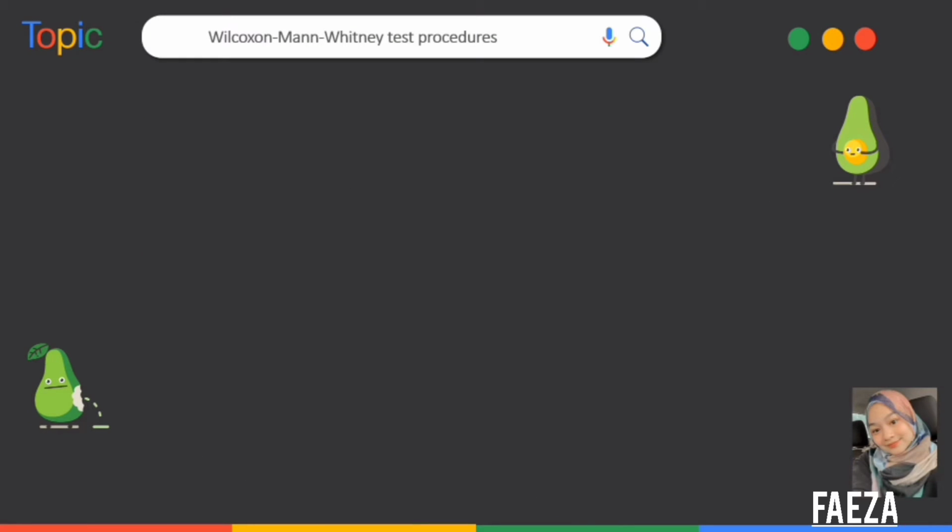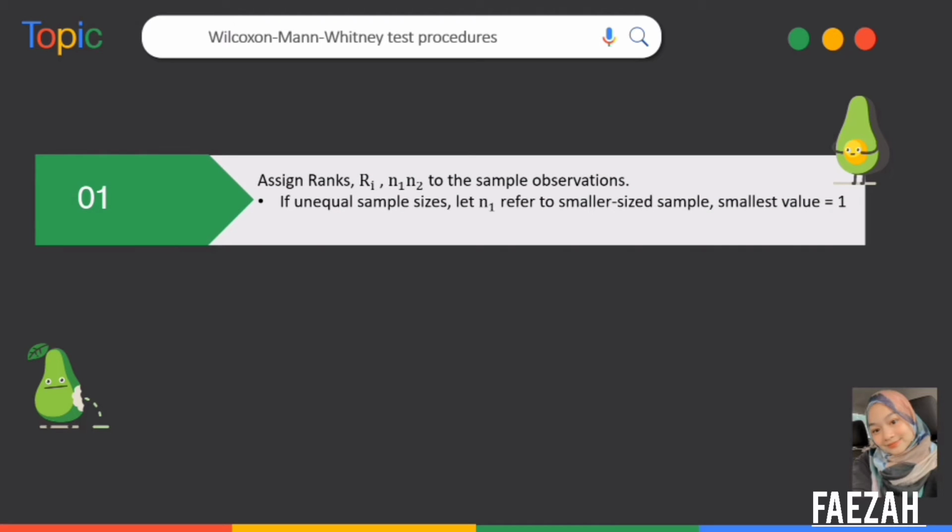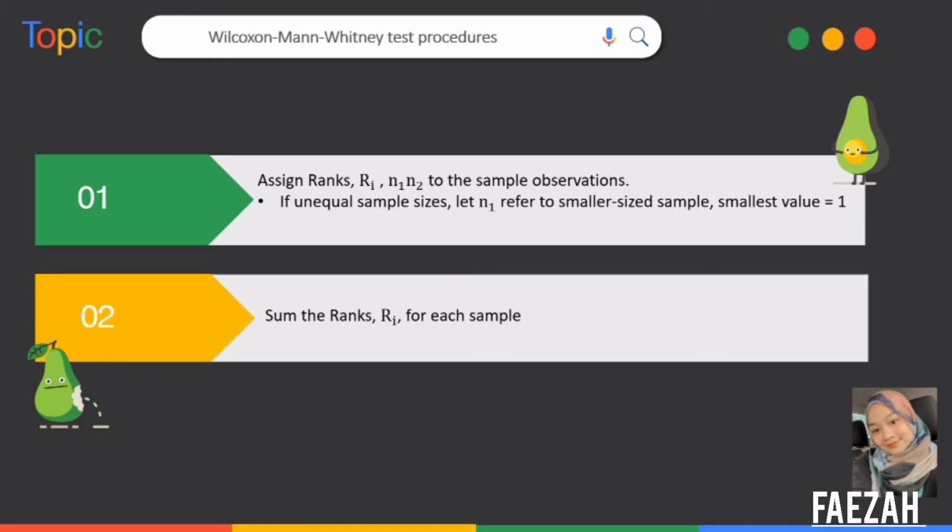Next is the Wilcoxon Mann-Whitney test procedure. First, assign ranks Ri, 1 and 2, to the sample observations. If the sample sizes are unequal, let N1 refer to the smaller sample. The smallest value is assigned rank 1. Secondly, sum the ranks Ri for each sample.